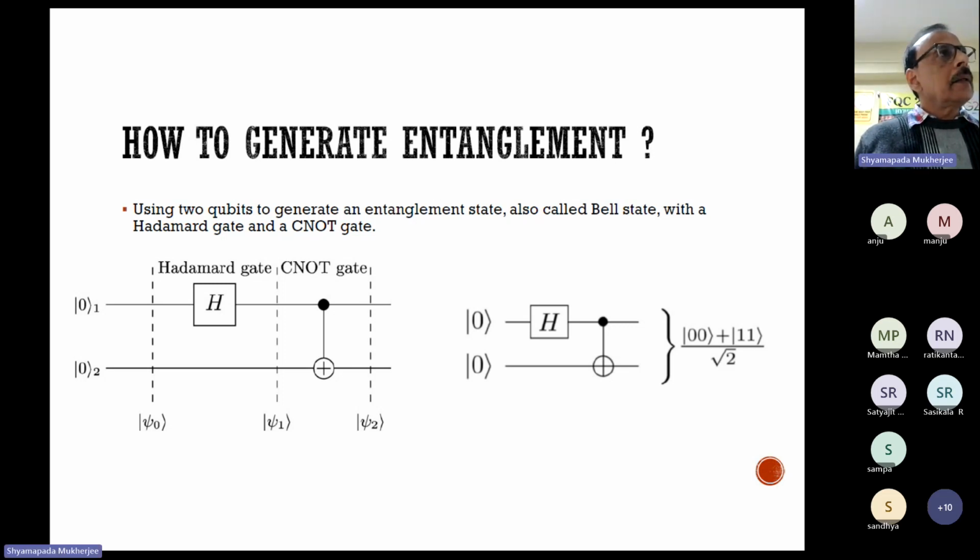What will be my result? 1 by root 2, 0 plus 1 by root 2, 1. Okay. Now the black point tells me this is a control bit. If the control bit is 0, then there will be no change. Whatever is in the lower line, where the cross mark is, it will not change. But if the control bit is 1, then it will change. So can you do some mathematics here? I have not written the mathematics in detail, but I shall tell you by going to the blackboard.